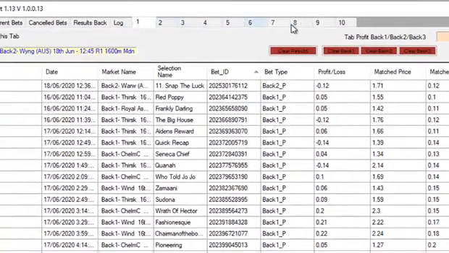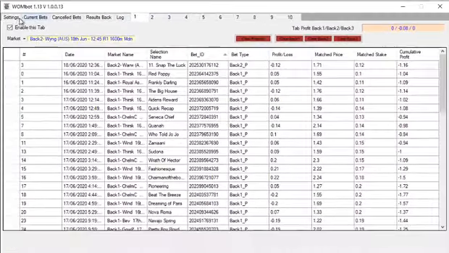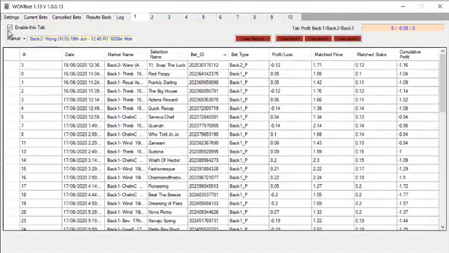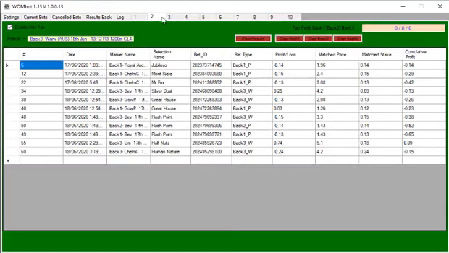These are our 10 staking tabs, which basically means that back 1 could monitor 10 races at any one time, and same with back 2 can do 10, and back 3 can do 10. So there's 30 races that you could be monitoring at any one time if you have the enabled tab ticked. Okay. So we've got all these here.